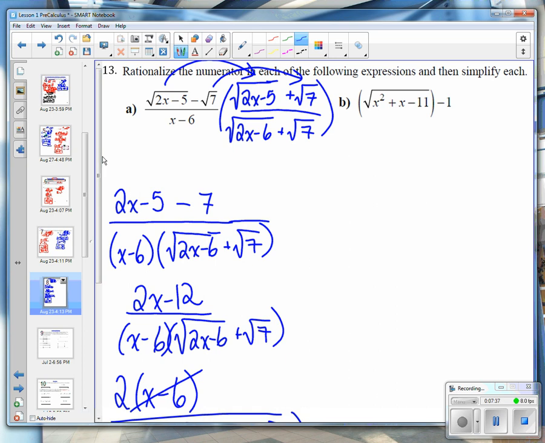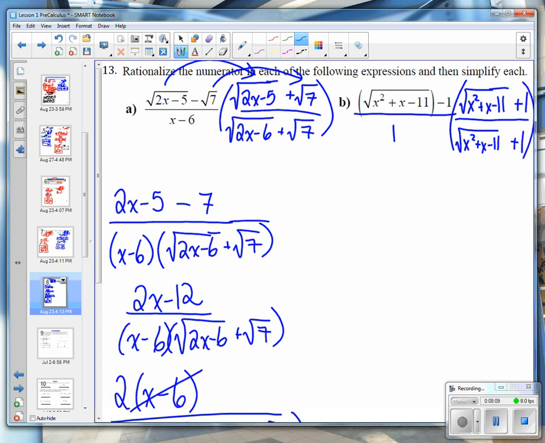All right, so this guy here for B, you might look at it and say, well, wait a minute, there is no numerator. Like, this is just a nice little expression here. Well, we can always make it a numerator by putting it over 1. So it's saying rationalize our numerator. Okay, well, if I put that over 1, now I need to do the same thing and get rid of that radical in the top by multiplying by the conjugate. So it's going to be root x squared plus x minus 11 plus 1.